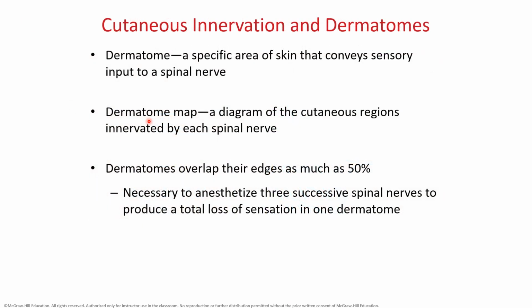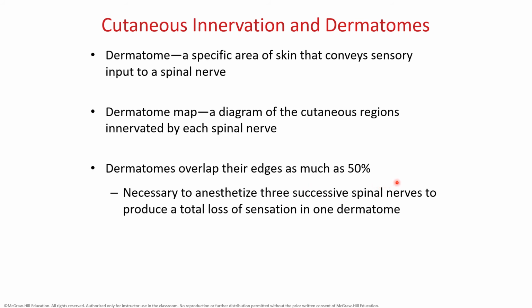So now let's talk about dermatomes. A dermatome is a specific area of the skin that conveys sensory input to a spinal nerve. We create these things called dermatome maps, which is a diagram of the cutaneous regions innervated by each spinal nerve. And I'm going to have a picture up here soon. The dermatomes overlap their edges as much as 50%.